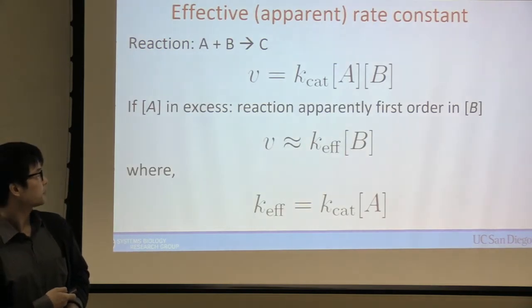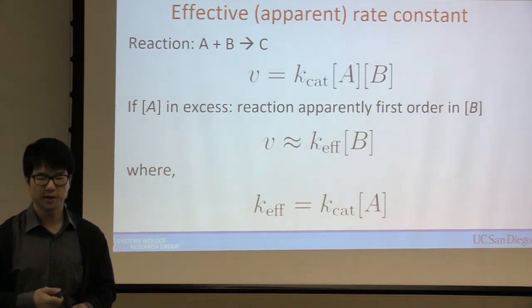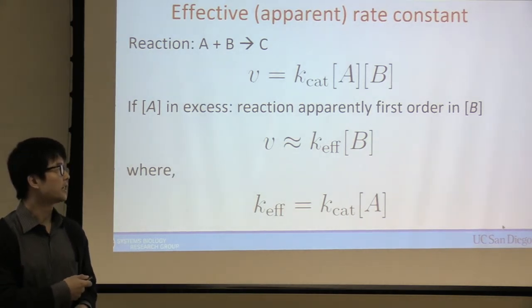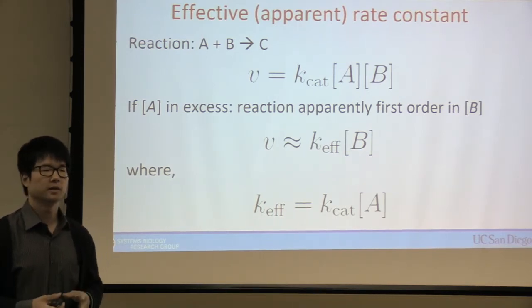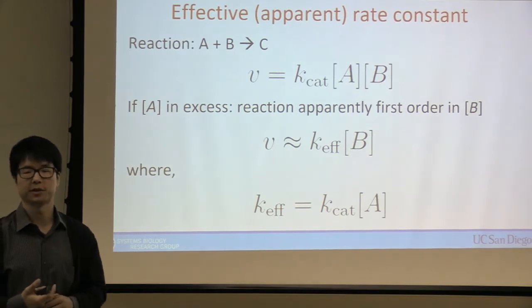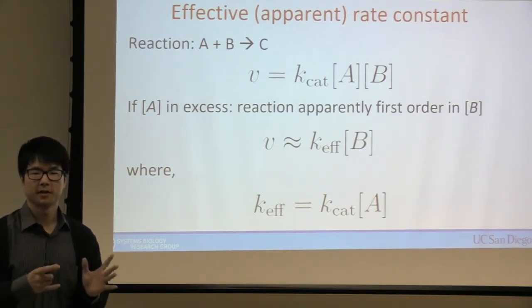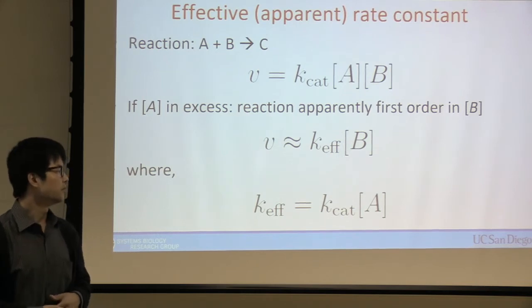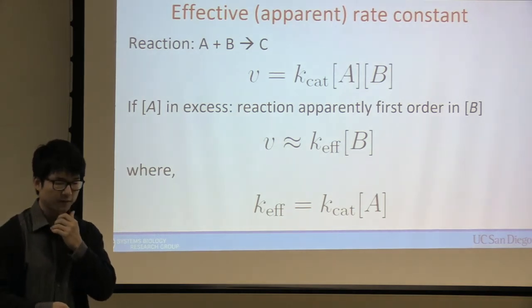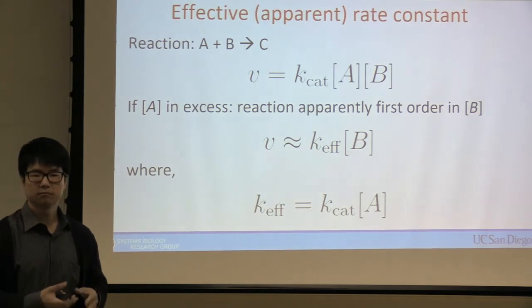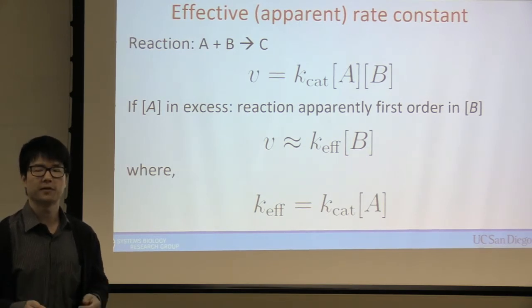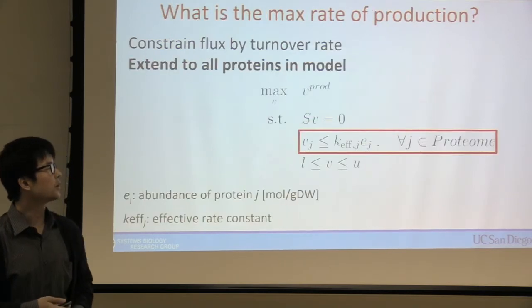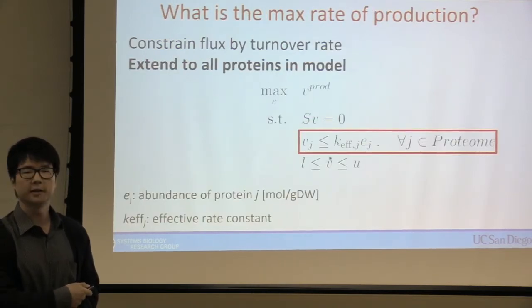By effective rate constant, we usually mean that if we have, for example, a second order reaction and one of the substrates is in excess, we would apparently have a first order reaction in the concentration of the substrate that is not in excess. In our case, you can think of it as the enzyme being saturated. And so the rate of the reaction will really depend proportionally on the amount of enzyme that you have. So that's what we mean by the effective rate constant here.